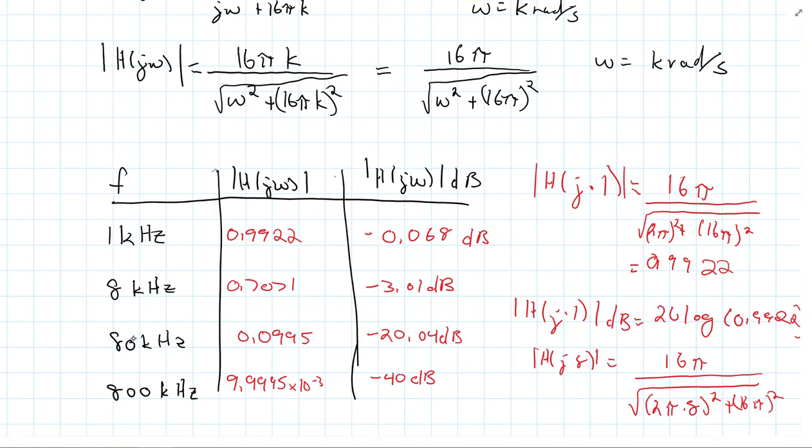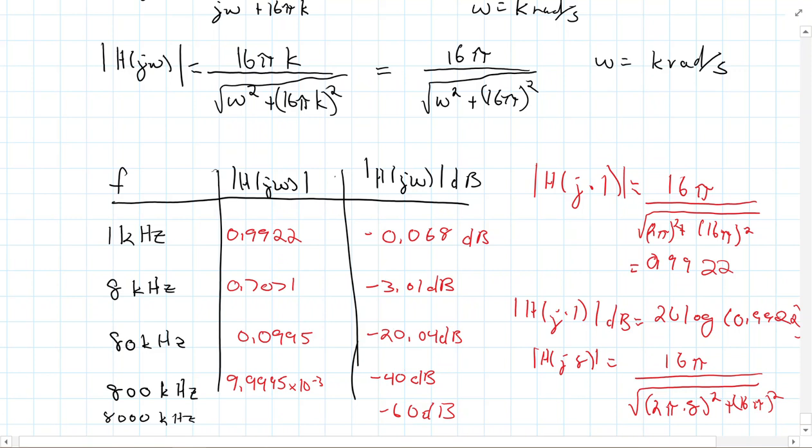But then we're seeing a pattern here. At 80 kilohertz, I have minus 20 decibels, and at 800 kilohertz, I have minus 40 decibels. And you might be able to take a stab at what you might think you're going to get at 8,000 kilohertz. And if you think about this for a second, your guess would probably be minus 60 decibels, and you would be correct. And this is what we mean when we say a slope of a certain number of decibels per decade.